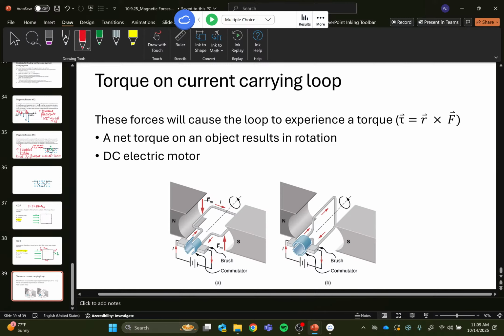You now understand the basis of electric motors, which 95% of people have no clue about. They're just like, I put electricity in and it spins. This is it. What I just taught you is all you need to know.